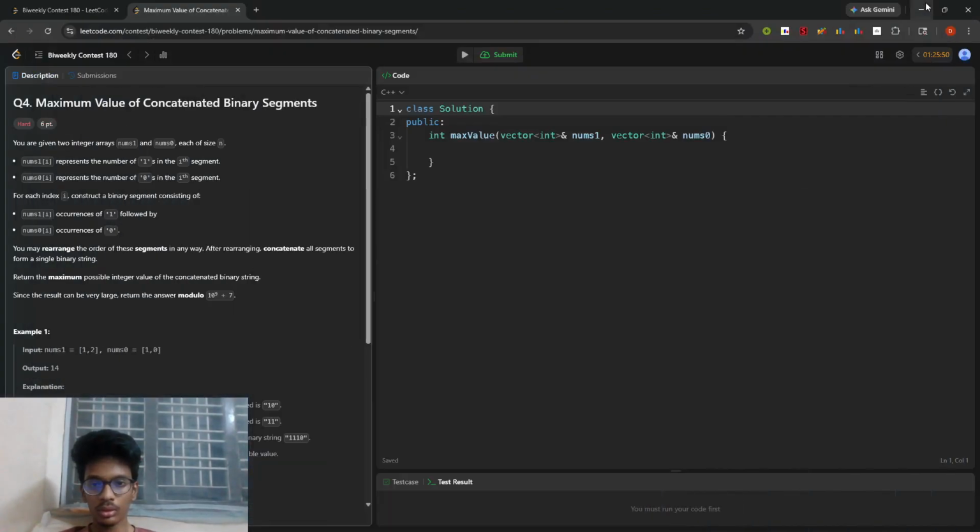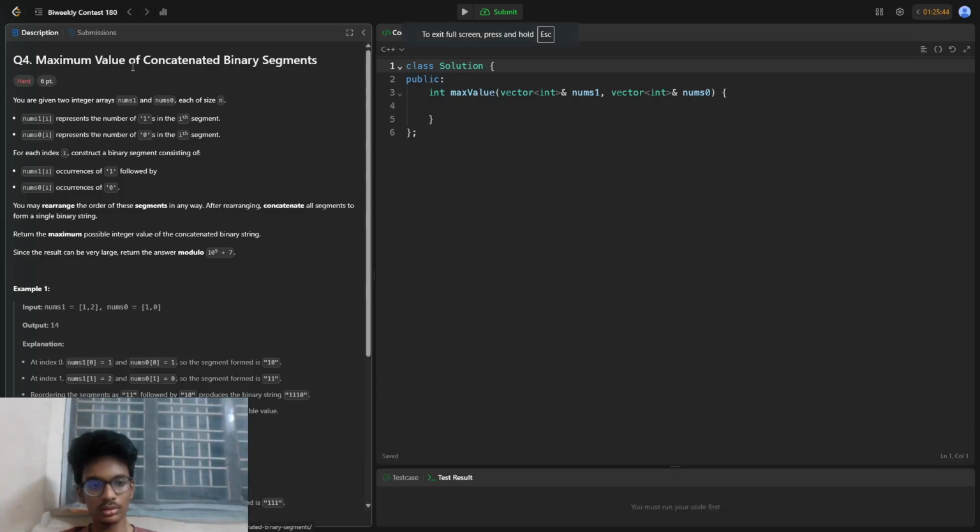So hello everyone, today we'll be giving the LeetCode contest. I have already opened problem 4, so let's start from here. Okay, let's start from problem 4.